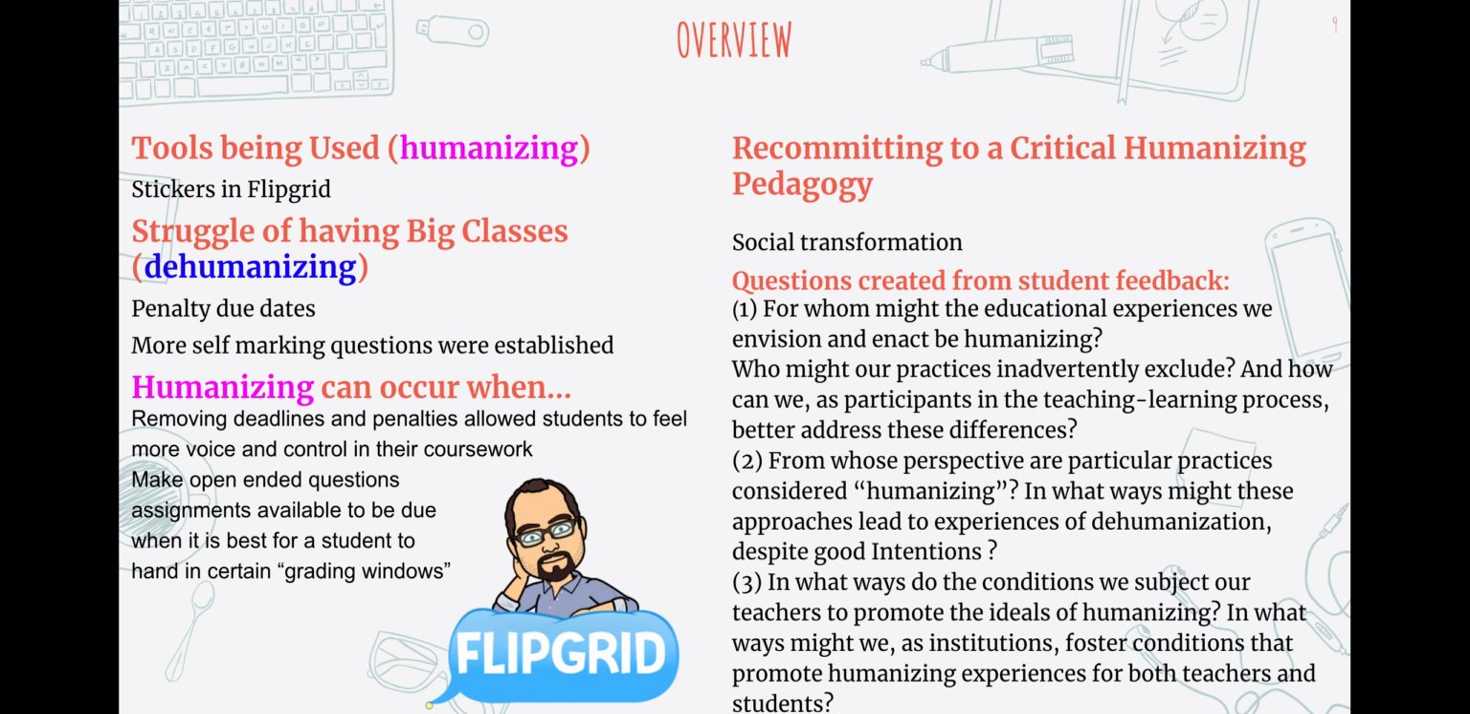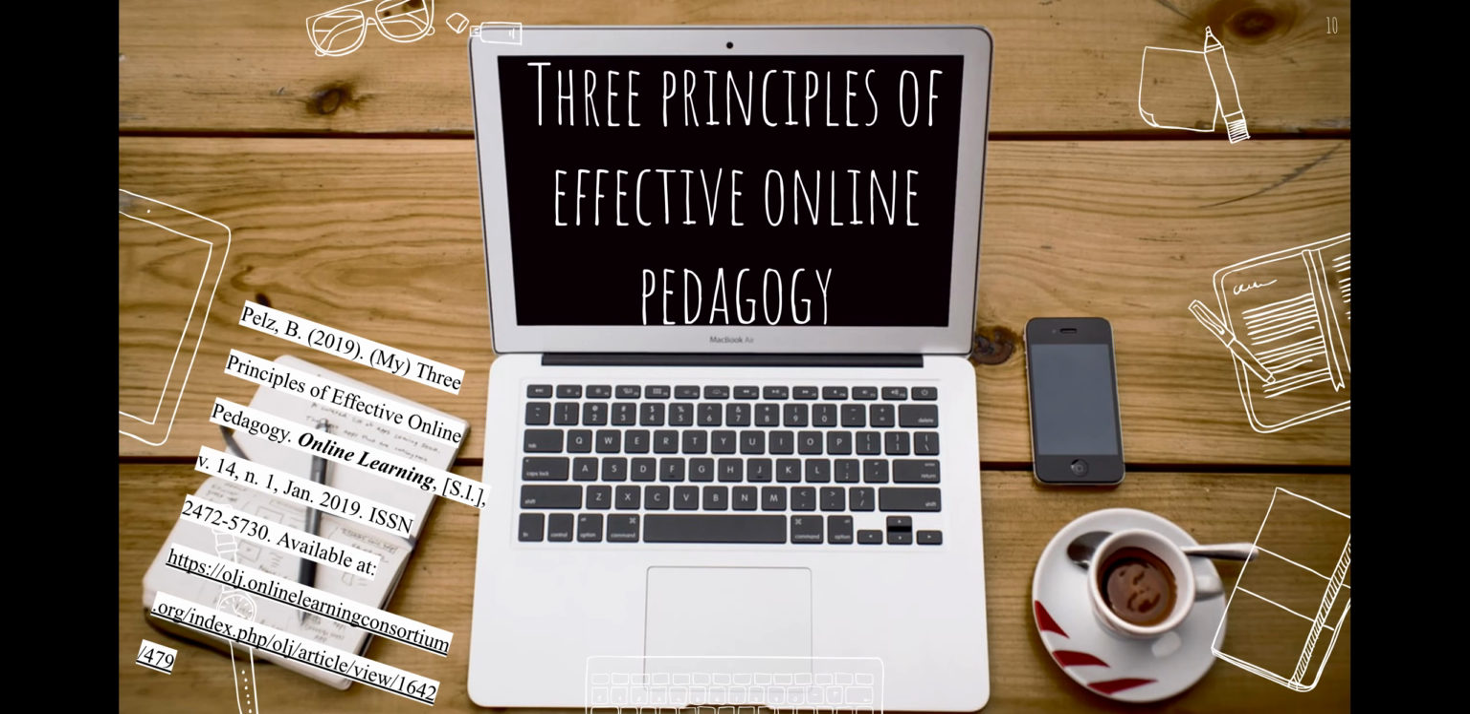So basically, in the end, what they're recommitting to make this happen is social transformation. Those three questions are considered because a lot of student feedback was given, and they are saying that those are the three right there. So do pause the video and look at them.